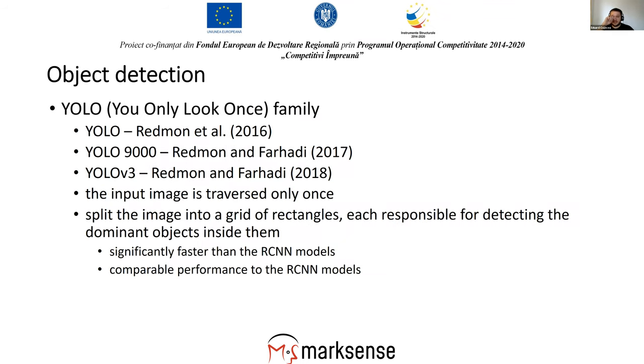Also, another approach is the YOLO, or You Only Look Once, family, where an image is traversed only once, and is split into a grid of rectangles, each one having its own classifier and regressor. The methods from this approach are significantly faster than RCNN models. They are slightly less performant than the RCNN models, but the speedup makes up for the small difference in performance. I know in the last few months, YOLO 4 and even YOLO 5 have appeared, but we kept our presentation according to our paper.